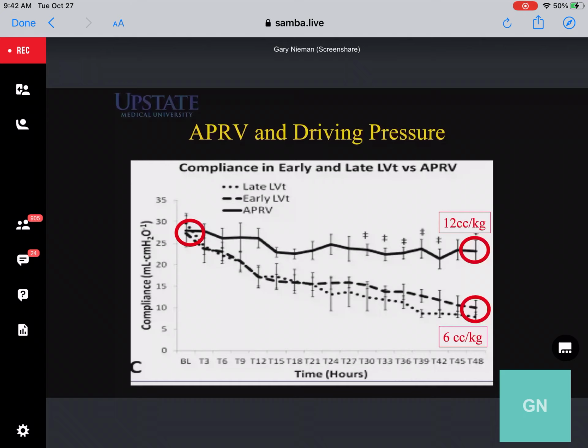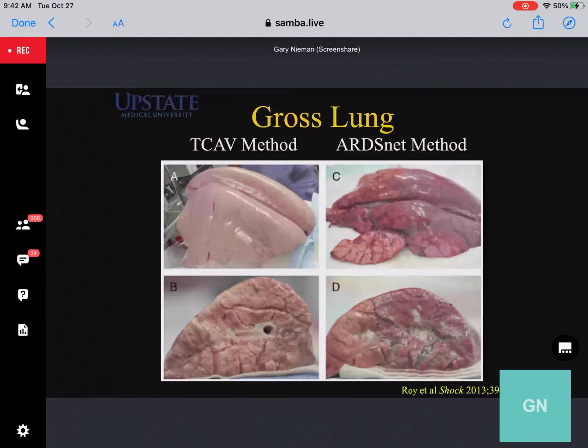And I'm going to mention this in a little more detail. Although we had a higher tidal volume, we had a much better compliance, and this is really the take-home message. This is at necropsy. Both of these lungs are blown up to 25 centimeters of water. And in the TCAV lung, again, the tidal volume was 12, but the driving pressure, due to that very high compliance, was only 9 centimeters of water.